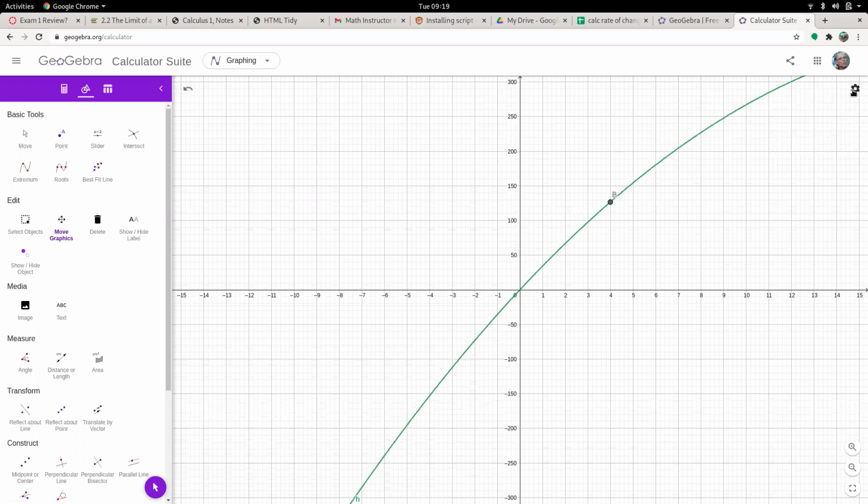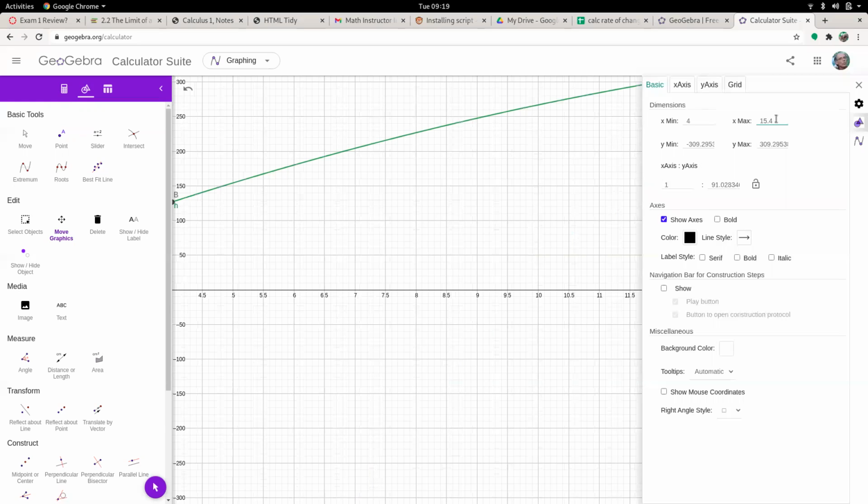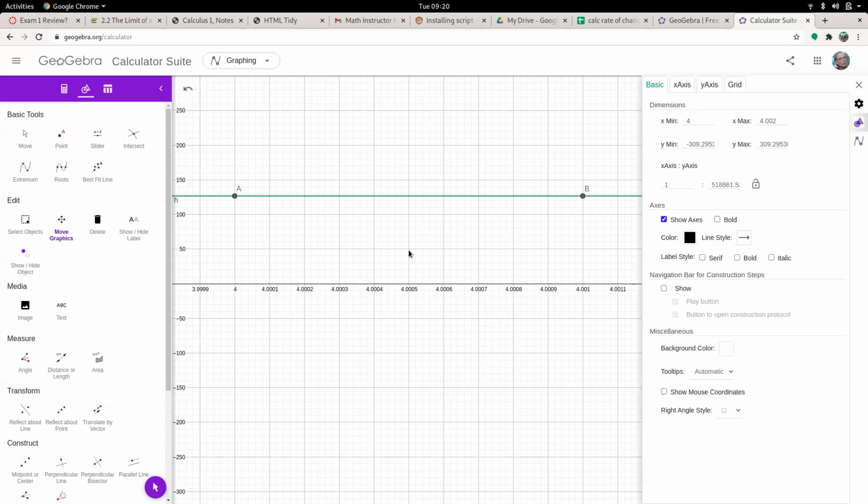Go to the config button and zoom in around that point. So for x, I really only care to see from, oh, I'm super close there. 4.002 should put those two points right near each other, right? So I'm just looking for what's the slope between those two points there.